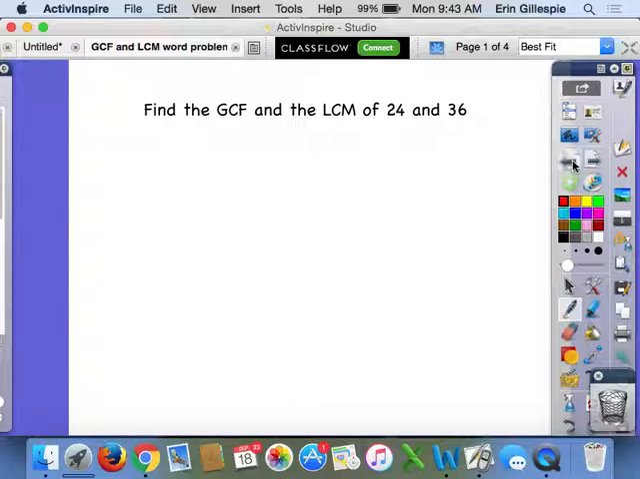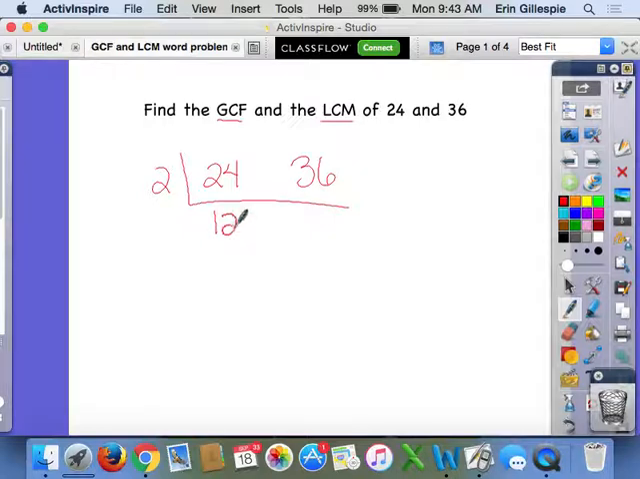So, if we have 24 and 36, remember you can use the cake method to find both. Write out your two numbers, draw your upside down cake, and come up with a number that divides into both 24 and 36. No matter what, if you're finding GCF or LCM, you're looking for factors of 24 and 36. I see they're both even, so I can start with 2. 2 divides into 24 12 times. 2 divides into 36 18 times.